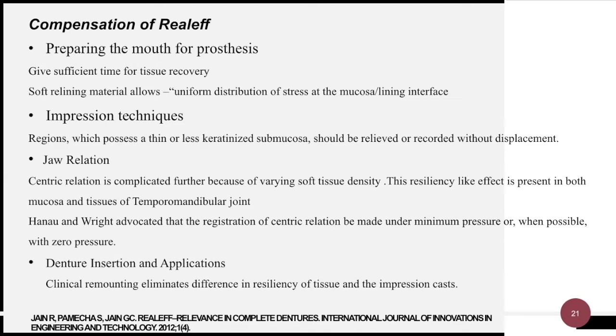Clinical remounting eliminates the differences between the resiliency of the tissue and the impression cast, and so selective grinding can be done in unstrained mounting.